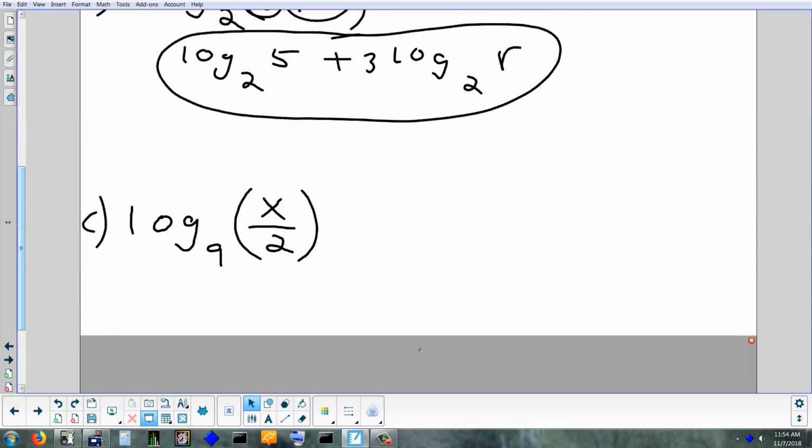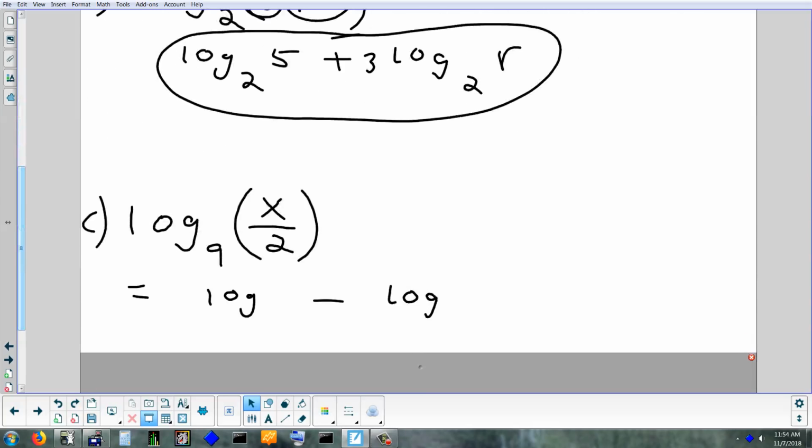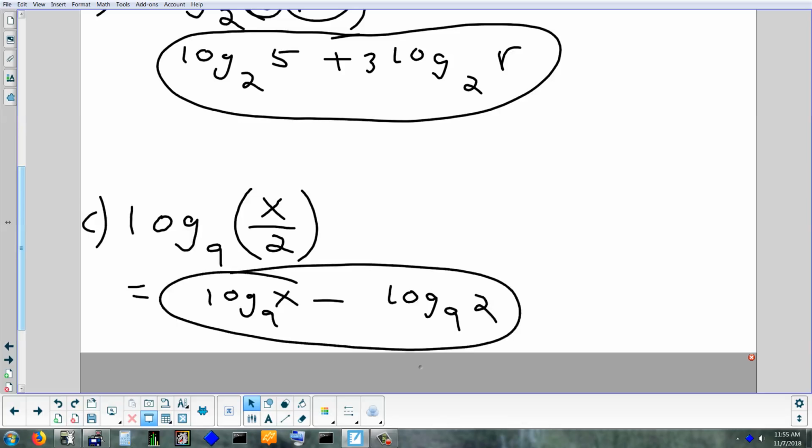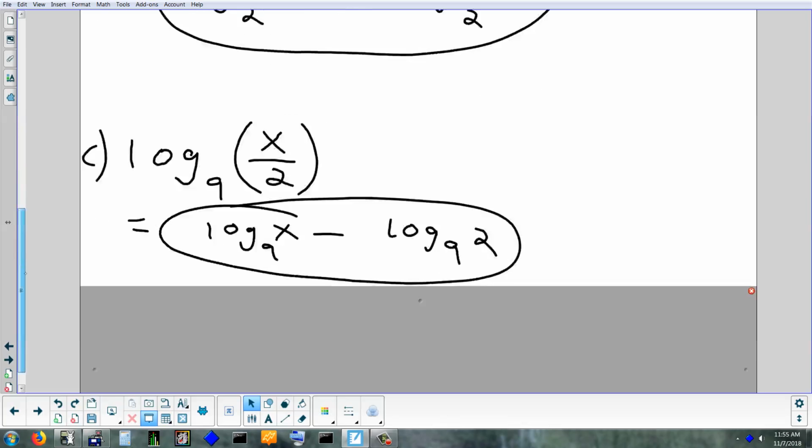All right, let's try this one. Kathleen, sum or difference? Difference, I agree. Difference, log. Nathan, base on each log? Base 9. Kaylee, my first argument? X. Yep. And how about Jarek, my second argument? 2. Okay, so that one's a difference.